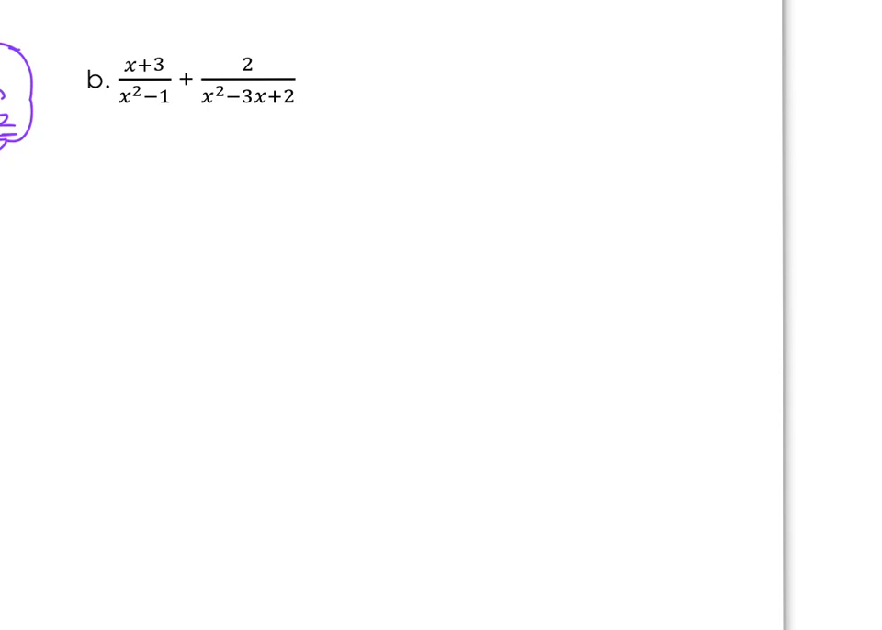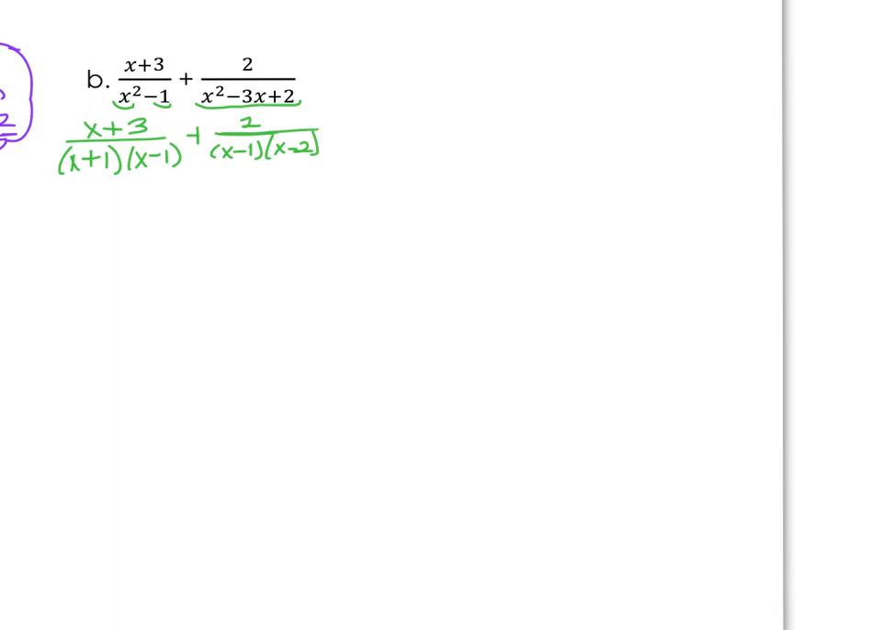3x plus 2. So the first thing we need to do is factor the denominators. In that first denominator, we have x squared minus 1, and those are both perfect squares. So that would give us x plus 3 over x plus 1 and x minus 1. And you can write those in either order. X squared minus 3x plus 2. What are two numbers that would multiply to get positive 2 but add to get negative 3? We would have x minus 1 and x minus 2. They multiply to be positive 2, but they add to get negative 3 in the middle.